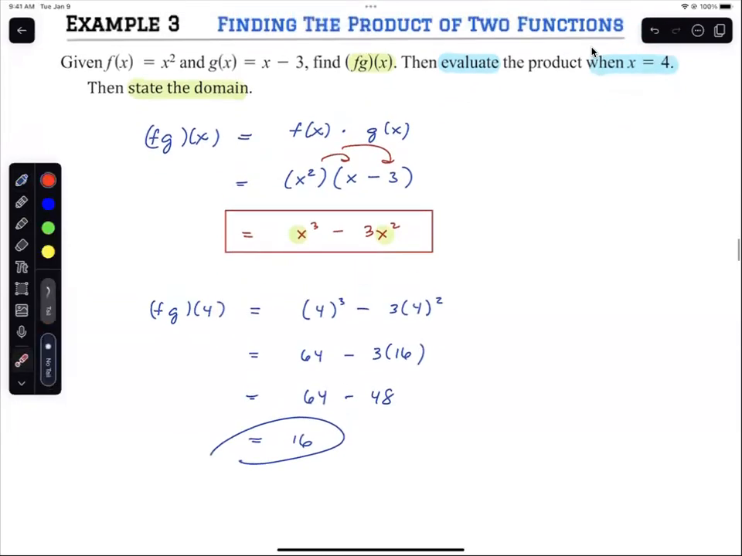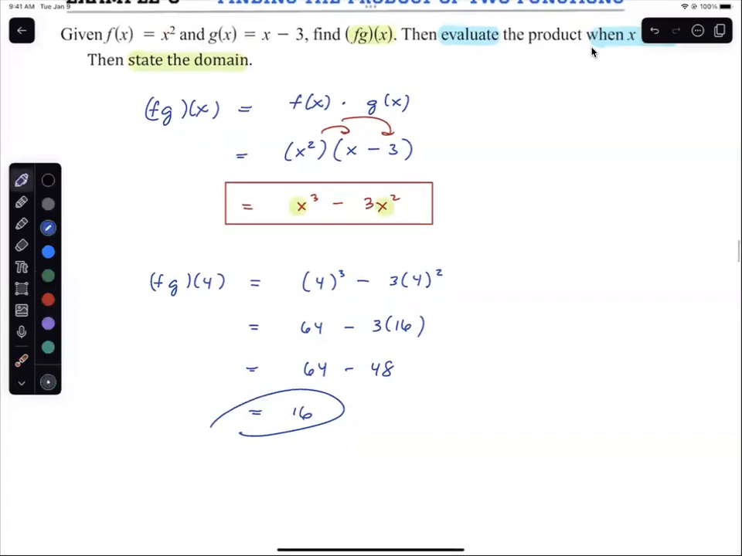Domain. So the domain of this depends. Even though this looks cubic, it's tempting to say that it's all real numbers. But if we go back, x squared, just verify, all real numbers. This is linear, all real numbers. So when we multiply them and we get this as a result, this is also all real numbers. So the domain of f g of x is going to be negative infinity to infinity.